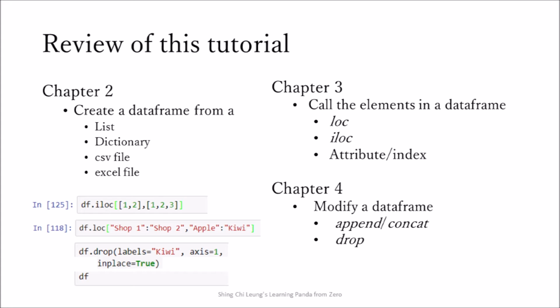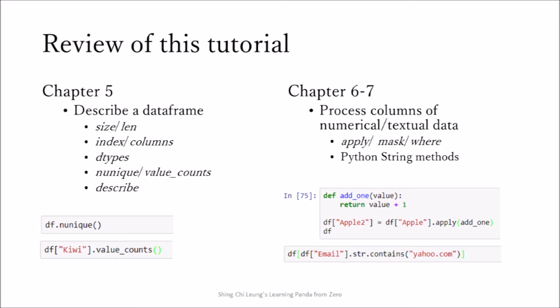Then we examined how to call the elements in a data frame by multiple methods, including loc, iloc, the data frame attribute or index. We have also showed the three notations: index notation, column notation, and list notation. Then we demonstrated how to modify the existing data in the data frame by adding, editing, or removing the data in the data frame.